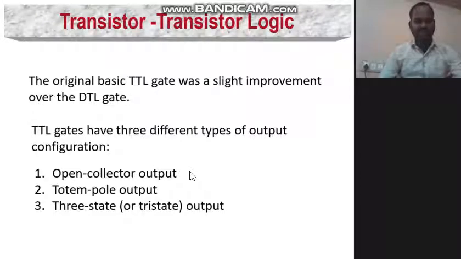This TTL logic family was derived from the DTL logic family, diode transistor logic. In the diode transistor logic family, the diodes are replaced with NPN transistors, and then the family is called the TTL logic family. These three output circuits are explained in the next video.